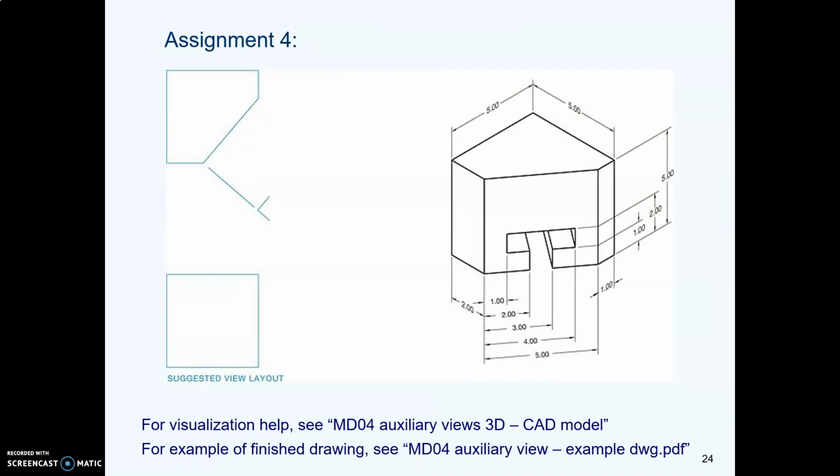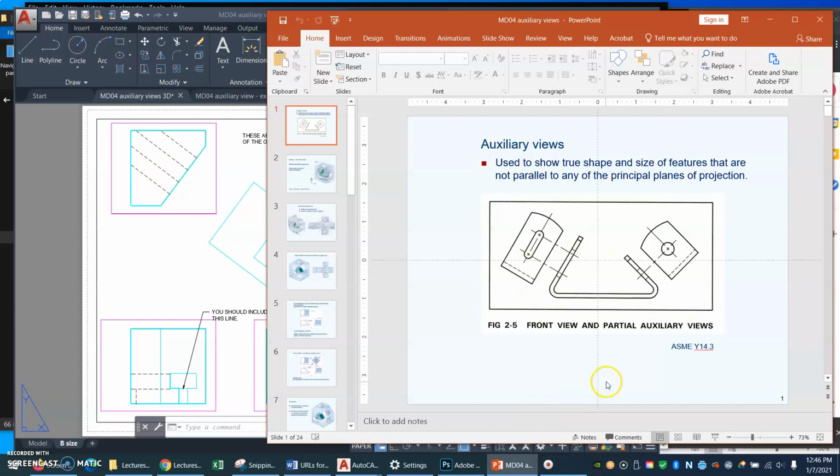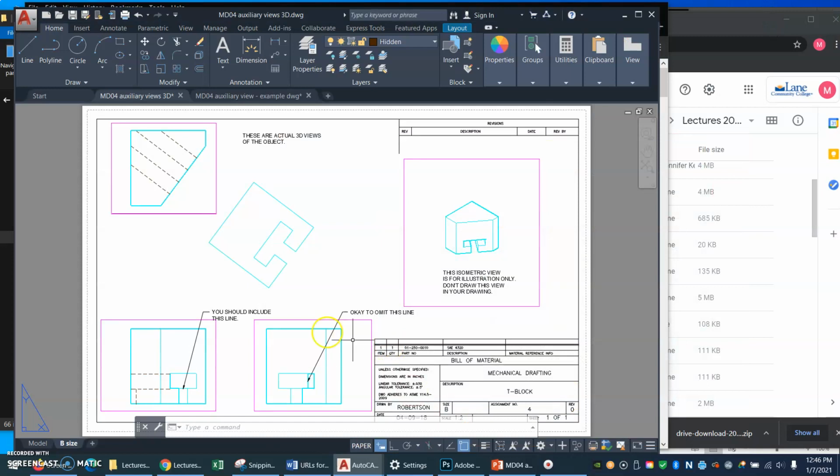Here is the drawing that we're going to do for the assignment for this. And notice at the bottom of the slide, I refer you to two things. One, we'll look at a CAD 3D model. So let's go look at that. And then in the next video, we'll look at CAD drawing.